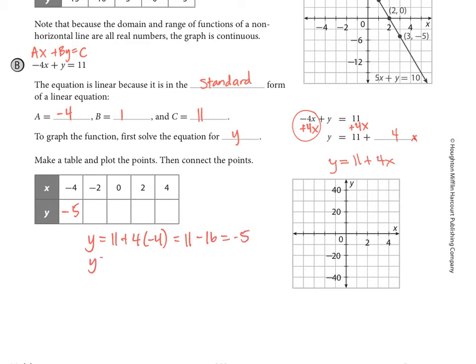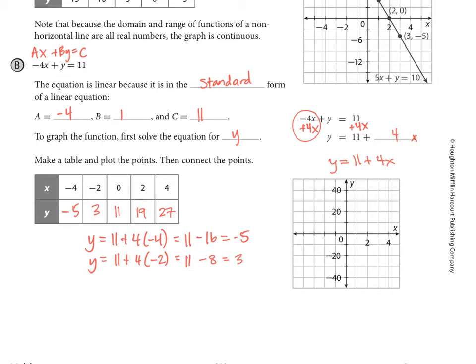I'm not going to show the work for all of these, but I'll do a couple so that you can kind of get the idea here. So we have negative 2 as our next input. So it becomes 11 minus 8, which is 3. Okay, and I'm going to do the rest of these mentally. If x is 0, it's 11 plus 4 times 0, which is 11. 11 plus 4 times 2 is 19. And 11 plus 4 times 4 is going to give us 27 total.